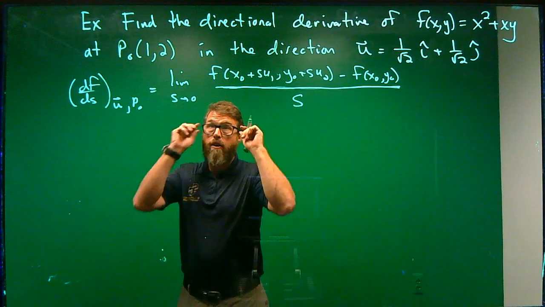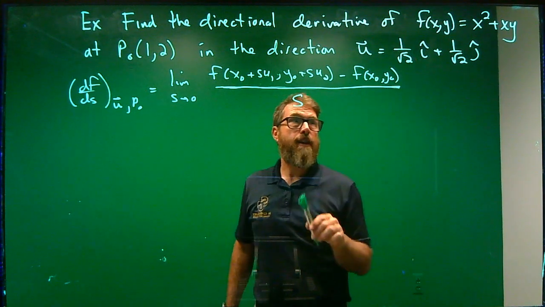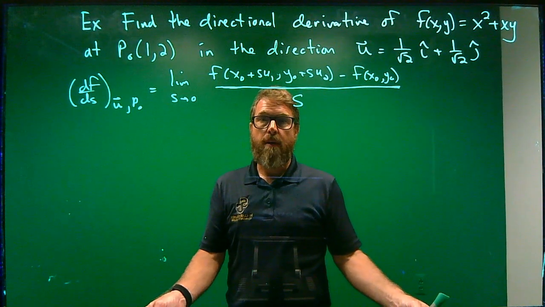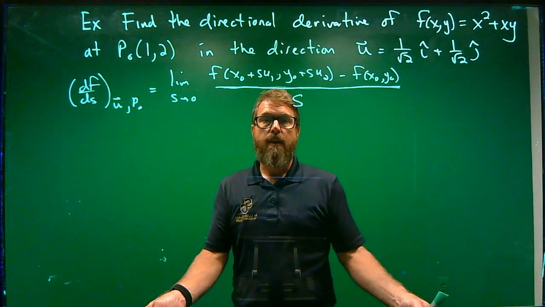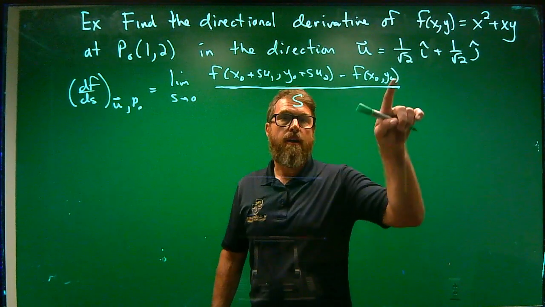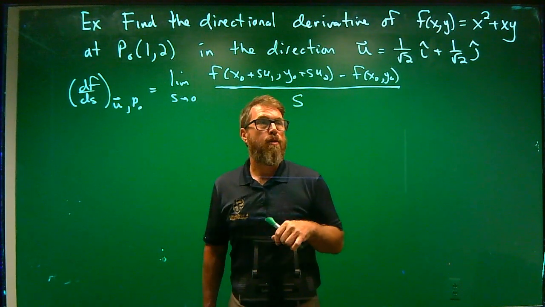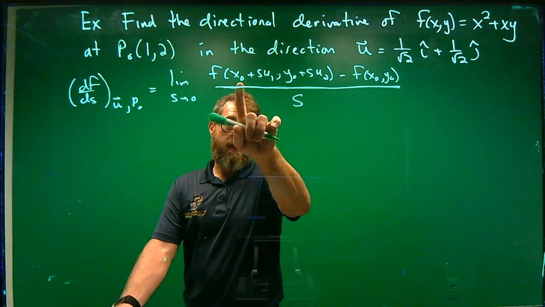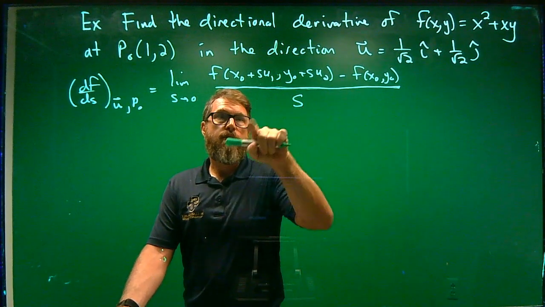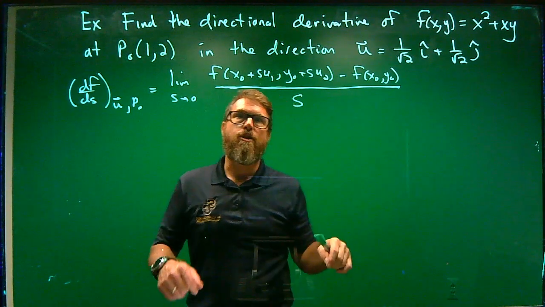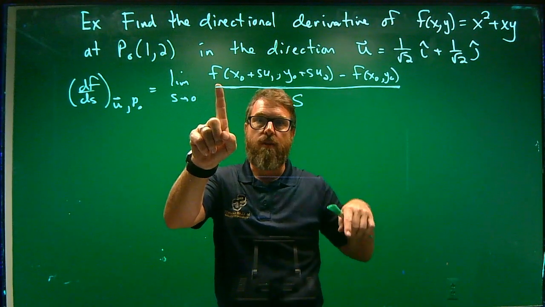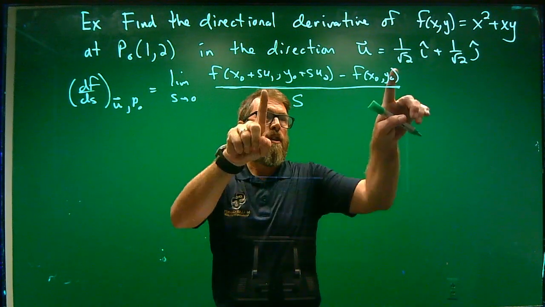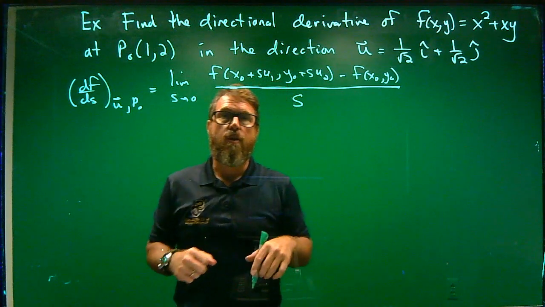All right, here's our example. I want to find the directional derivative of f of x comma y, which is x squared plus xy, at the point p naught, which is 1 comma 2, in the direction of u, which is 1 over root 2 i plus 1 over root 2 j. So if we recall the formula, I have to determine these values here. I already know what the function rule is. x naught is going to be 1, y naught is going to be 2, and u1 and u2 are both going to be 1 over root 2.